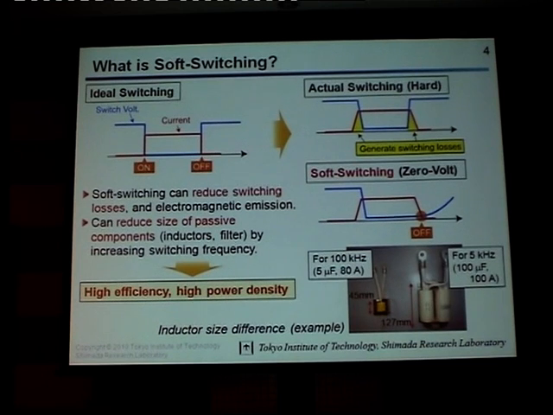We can increase the switching frequency because the switching losses can be reduced. So we can reduce the size of passive components, for example, inductors and filters.